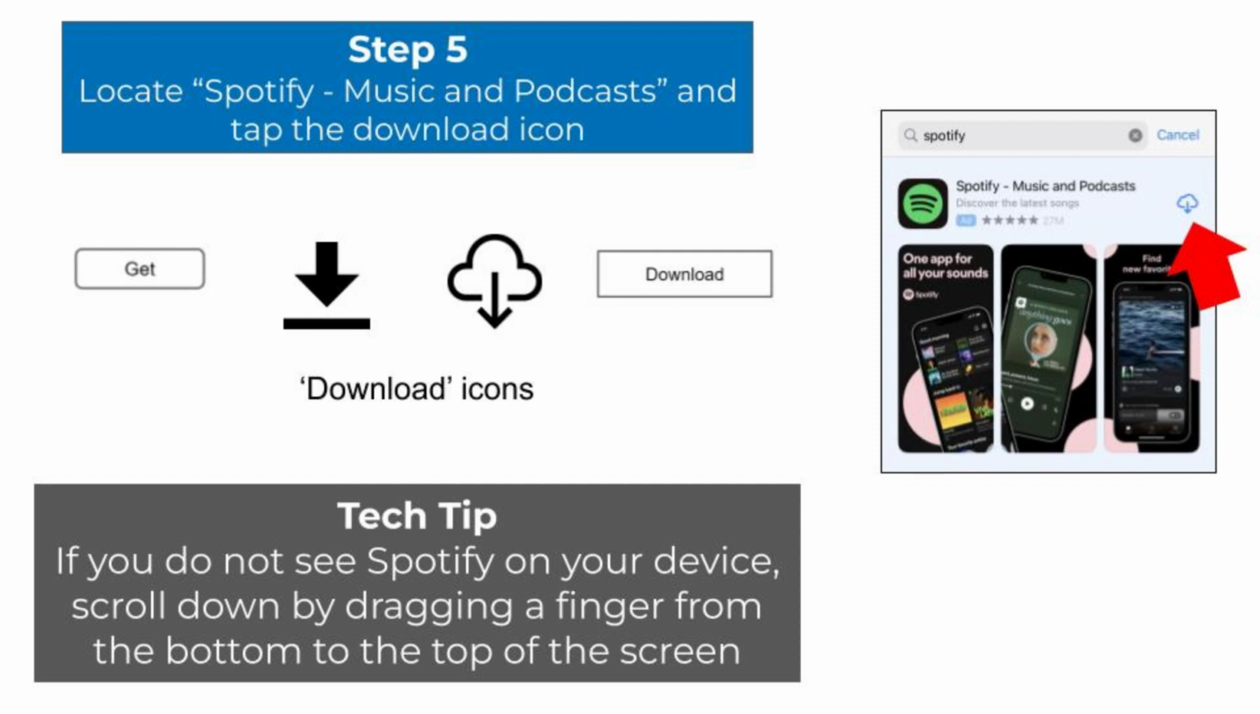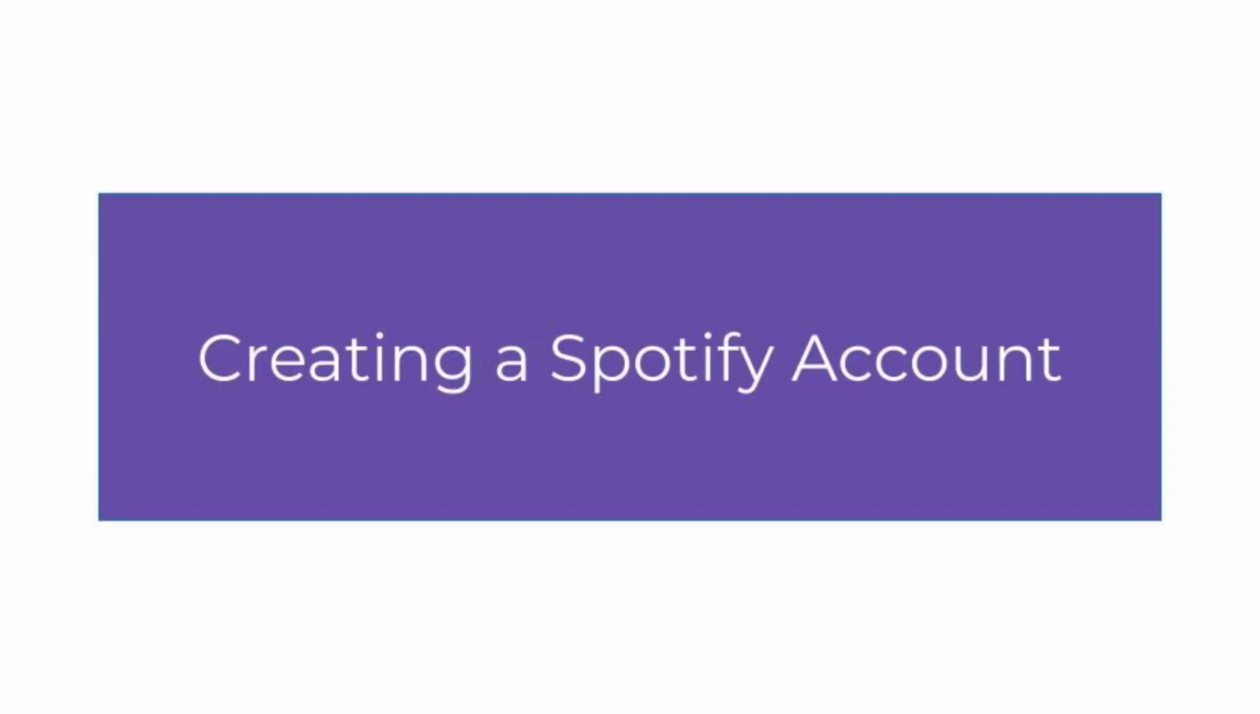It may have a downward arrow with a cloud behind it, or have a box that says Get or Download. Next, I will provide instructions for creating a Spotify account. If you already have an account, we will look at how to sign in shortly.